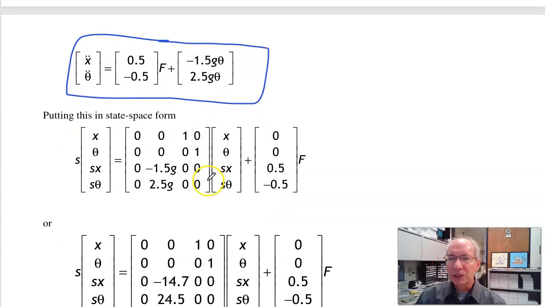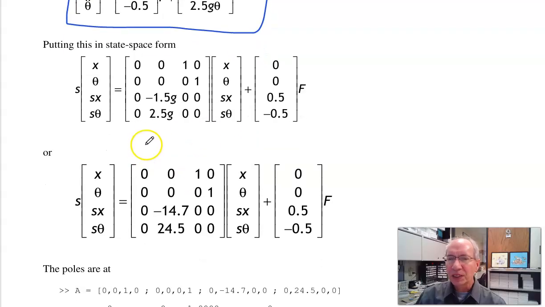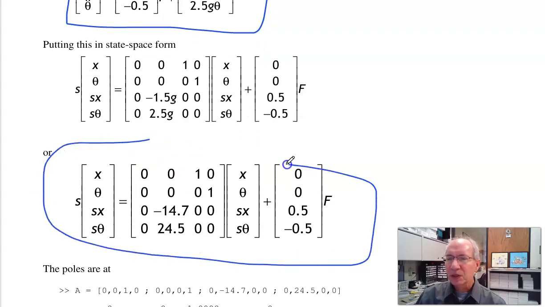Put that in matrix form. States are x, theta, x dot, theta dot. Here's x double prime is minus 1.5 g times theta, second state. Theta double prime is plus 2.5 g times theta. 0.5, minus 0.5, or plugging numbers. Here's the dynamics. So we're going to be using that throughout the entire semester. If you want to linearize or control the system, here's your A matrix, here's your B matrix. That's for the linearized system for small angles.